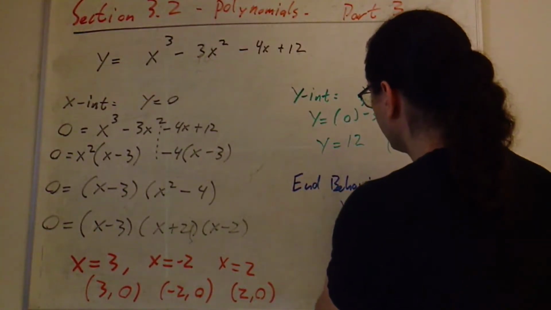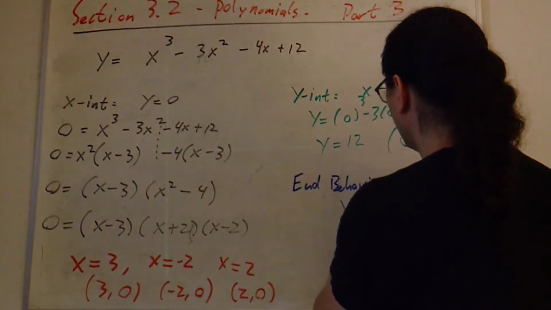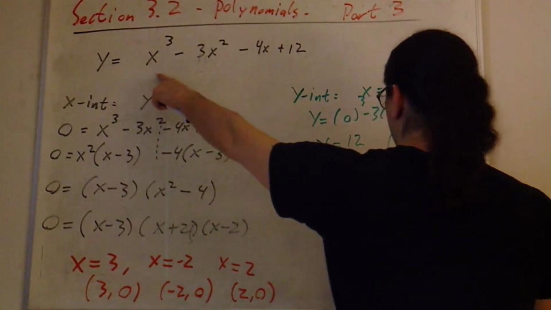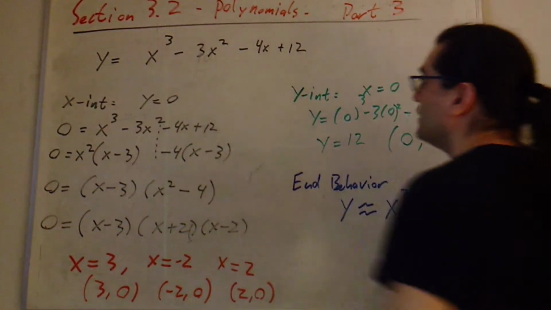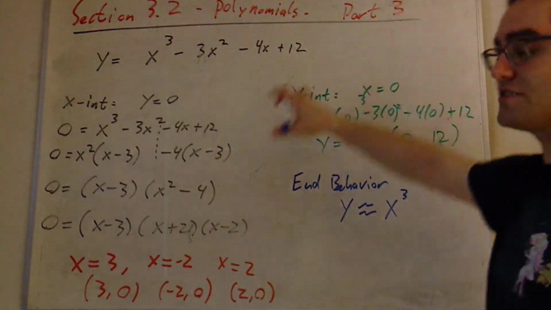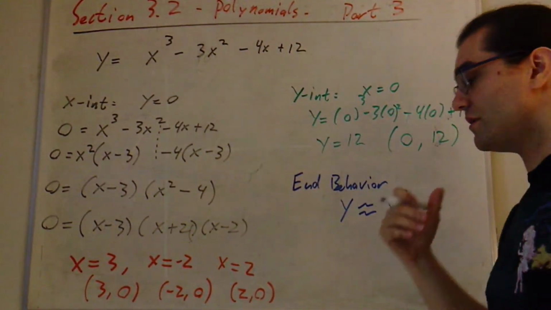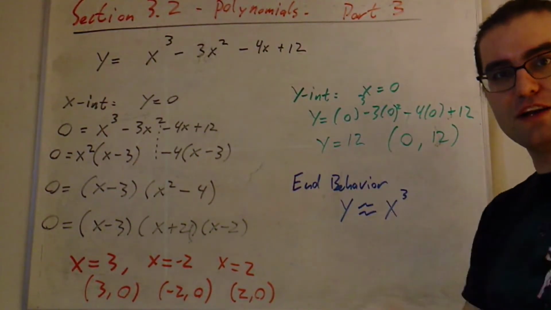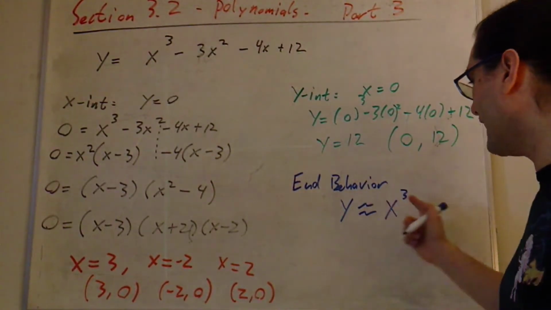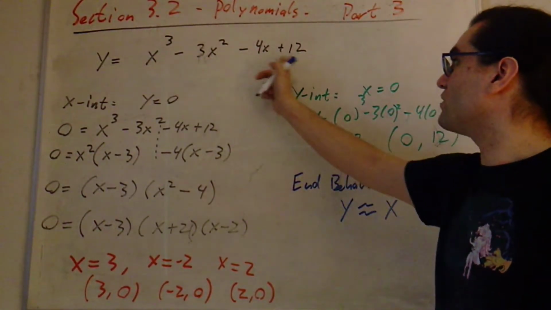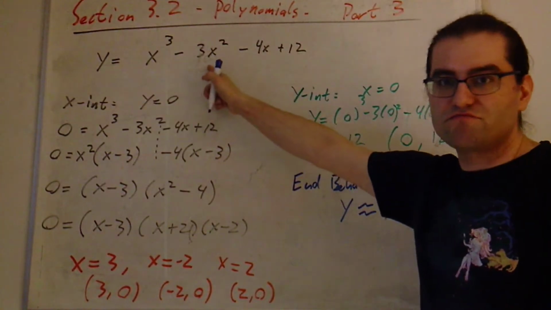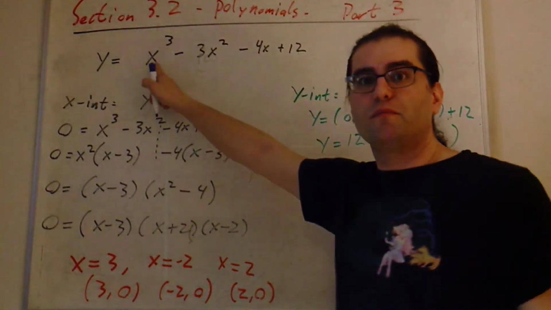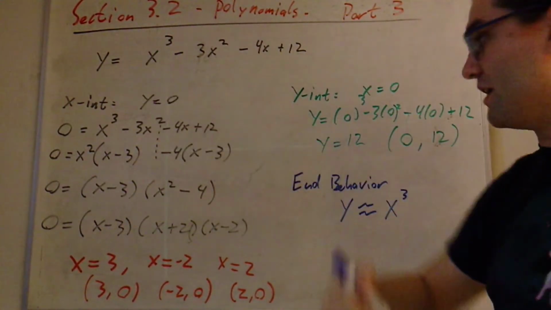When x is big, y looks like x cubed. All of these other terms, the squared term, the linear term, the constant term, those terms are so small that they might as well not even be there. When x is big, these guys are all just rounding error. They don't really count for anything. Only the leading term matters for end behavior.